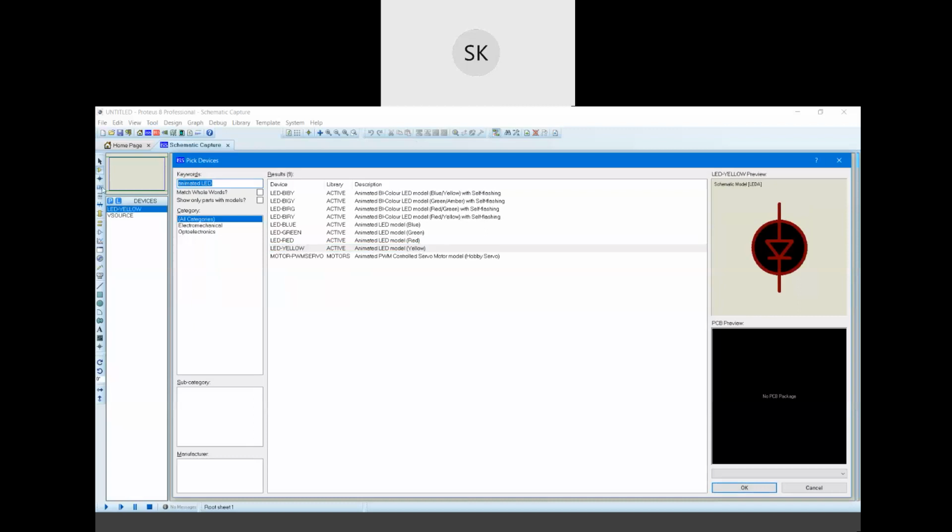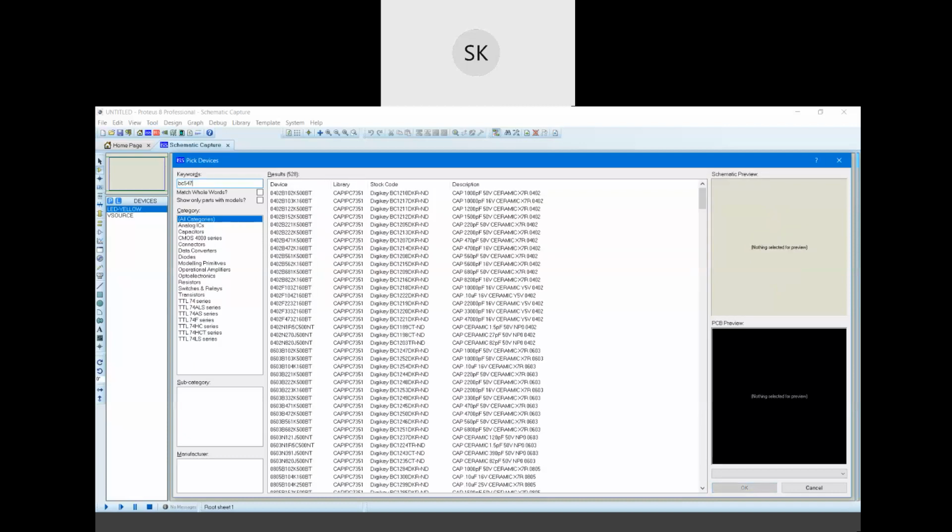Okay, then it comes to the main part, which is a transistor. Anyone from you, reply in the chat box, which transistor do we use? We also saw this transistor last time. It is called a general purpose transistor. It is the BC547 transistor.